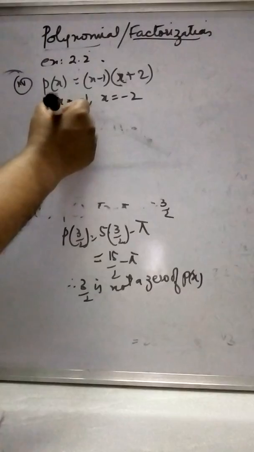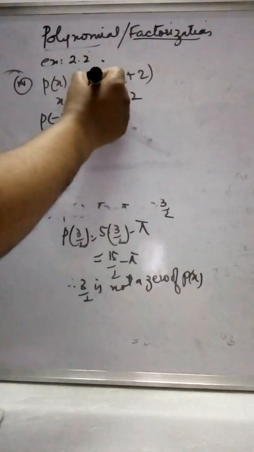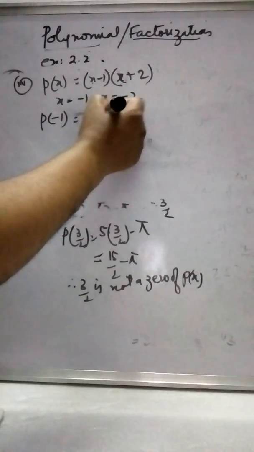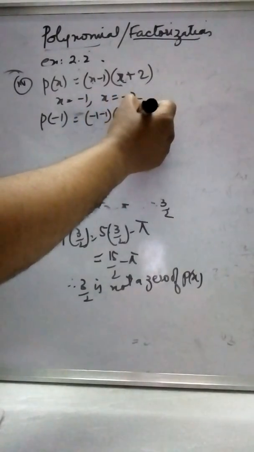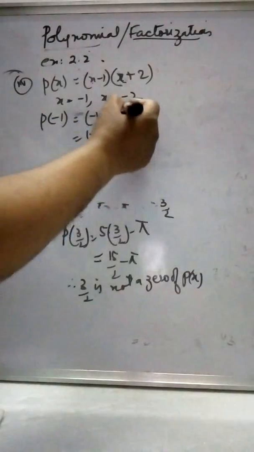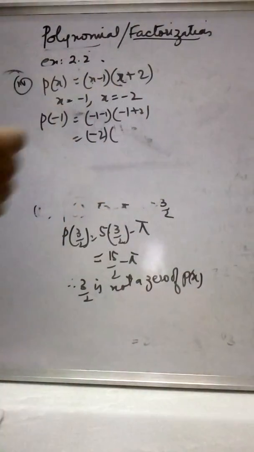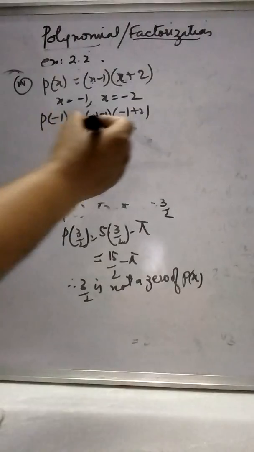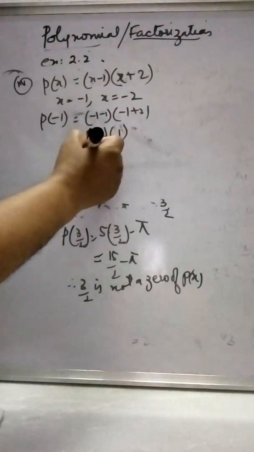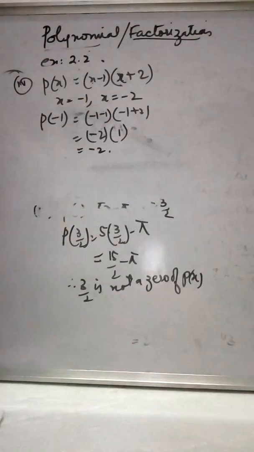First P(minus 1): substitute minus 1 in place of x, (minus 1 minus 1)(minus 1 plus 2). So this gives minus 2 times (minus 1 plus 2). For opposite signs we subtract, 2 is greater, so I get 1 with a plus sign. When we multiply minus into plus it is minus, 2 ones are 2. So minus 1 is not a zero of the polynomial.